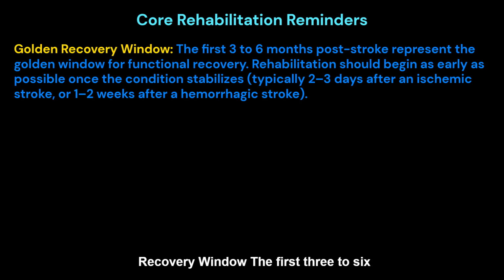Core rehabilitation reminders. Golden recovery window. The first 3 to 6 months post-stroke represent the golden window for functional recovery. Rehabilitation should begin as early as possible once the condition stabilizes, typically 2 to 3 days after an ischemic stroke, or 1 to 2 weeks after a hemorrhagic stroke.